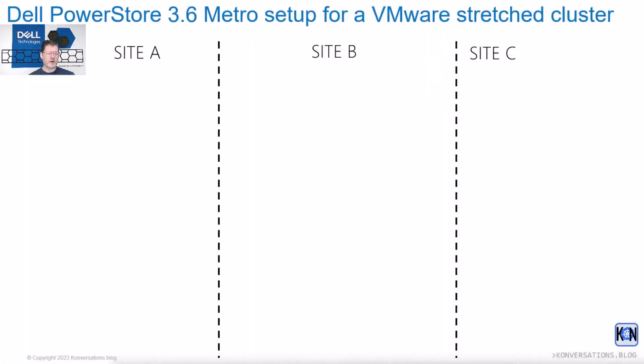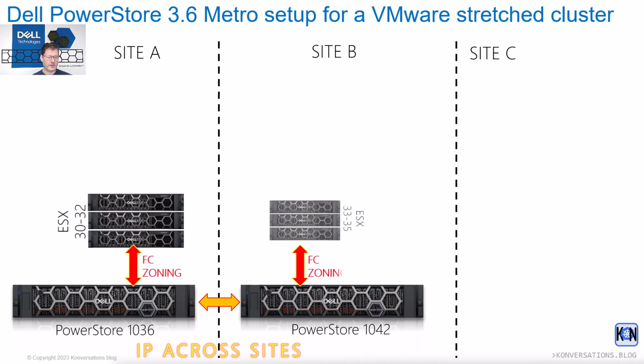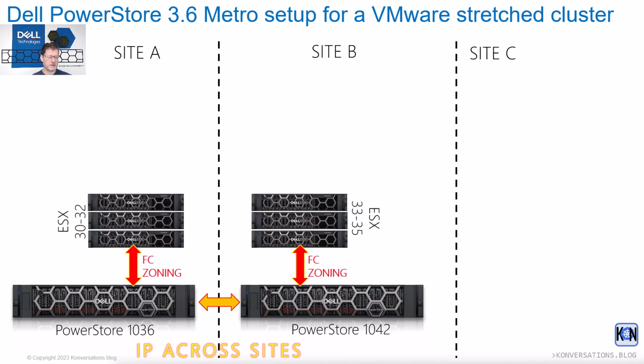In the lab, we've got 3 sites set up. We've got PowerStore version 3.6 Metro set up with a VMware Stretch cluster on top. We're starting out with 2 PowerStores, the 1036 and the 1042. They have IP connectivity across sites, and that is basically what's supporting the mirror connection. And then we have 3 ESX servers in each data center, 30 to 32 and 33 to 35 for site A and site B.